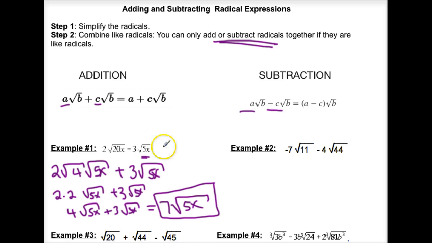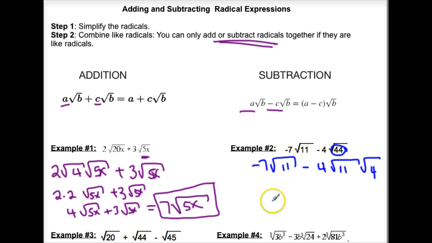Let's look at another one. We see that it's negative 7 square root of 11 minus 4 square root of 44. Now we know the square root of 11 cannot be broken down because that's prime, so we know that we have to break down this 44. So let's do that first. Negative 7 square root of 11 stays the same, minus 4 times square root of 11 times 4. And again, I know it's 11 because that's what I wanted.